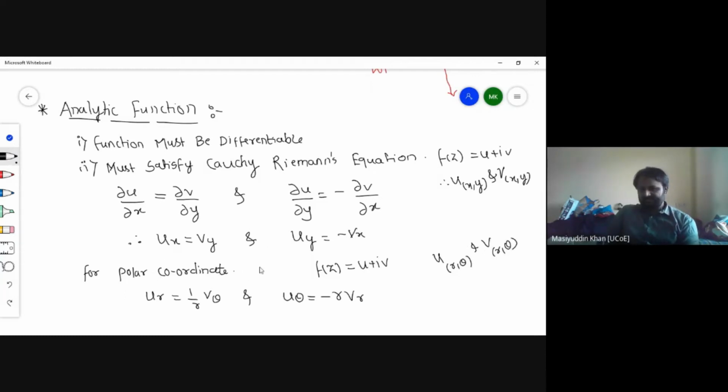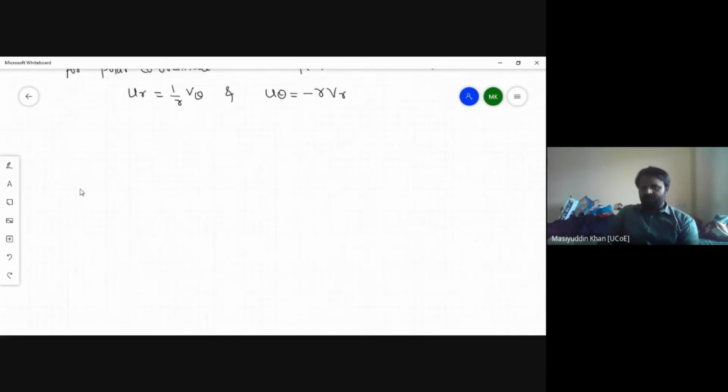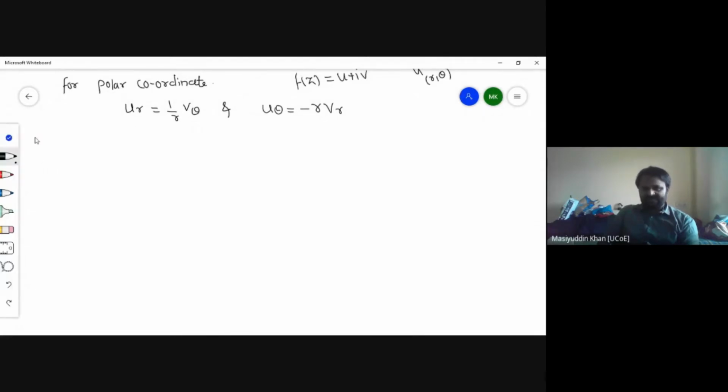So always remember, if a question comes in polar coordinates, you have to use this concept: u_r is equal to 1 by r into v_theta, and u_theta is equal to minus r into v_r. So please remember this concept. Now I'm moving ahead with the first numerical of complex, that is, analytic function.